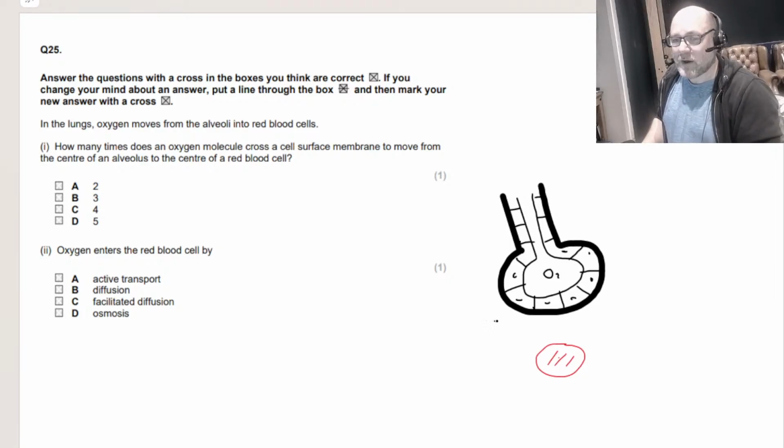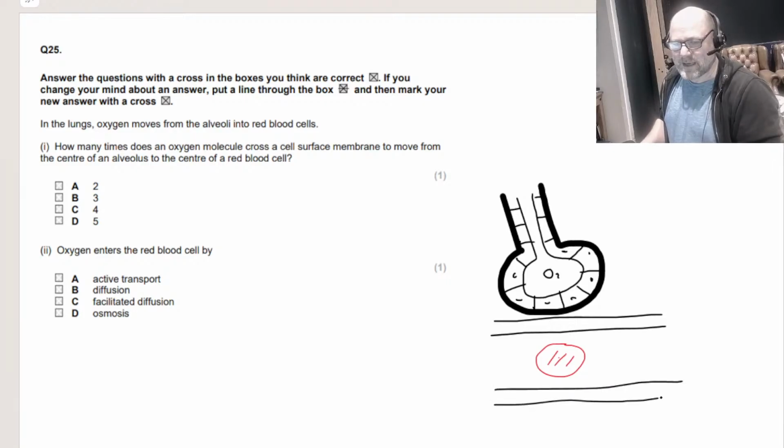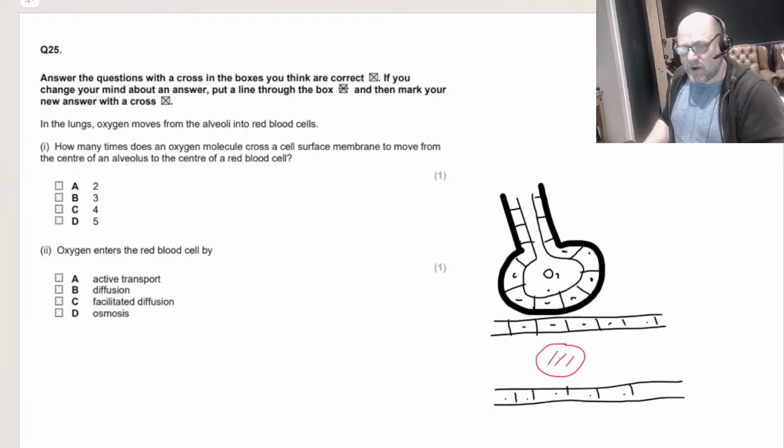How many cells are in the wall of the capillary? Check this out now. You're going to see this question was hard, because the capillary also has squamous epithelial cells. So there's my capillary, one cell thick, same as the alveolus, one cell thick. Now you've got to work out that oxygen has got to go into there. How many membranes has that oxygen crossed? Not how many cells, how many membranes did it cross?